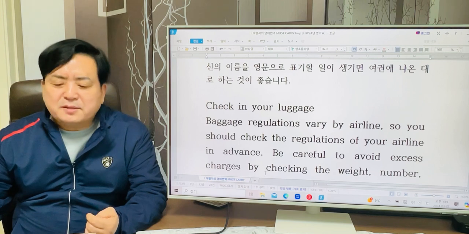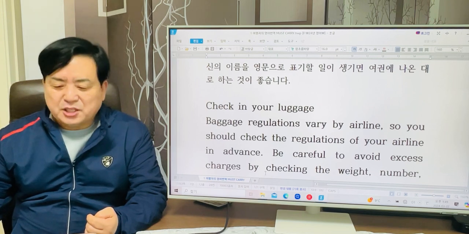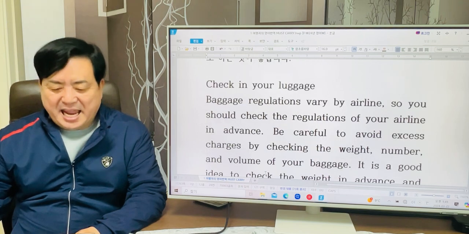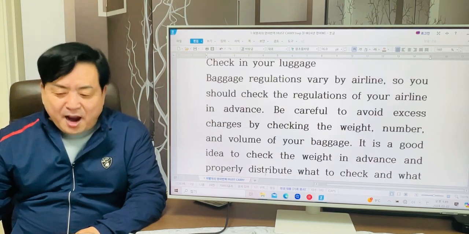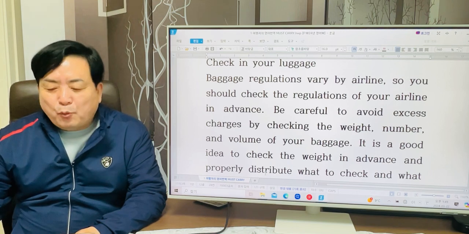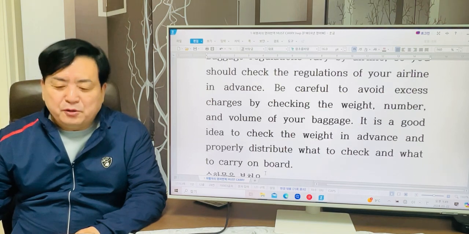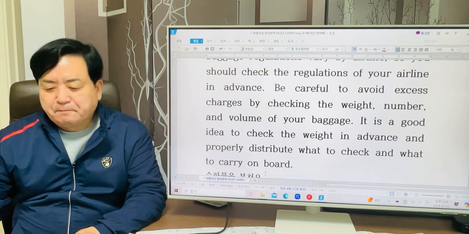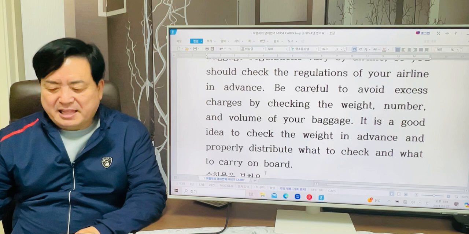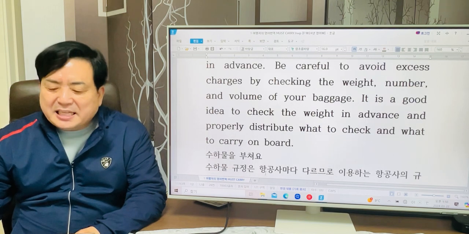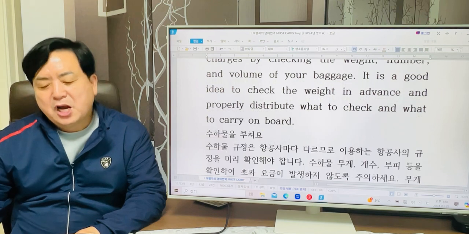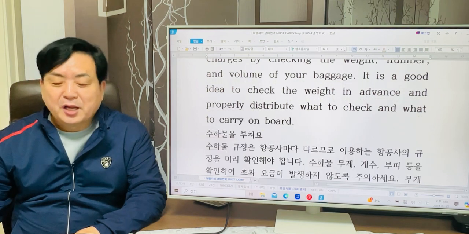Check-in your luggage. Baggage regulations vary by airlines, so you should check the regulation of your airline in advance. Be careful to avoid excess charges by checking the weight, number, and the volume of your baggage. It is a good idea to check the weight in advance and properly distribute what to check and what to carry on board.